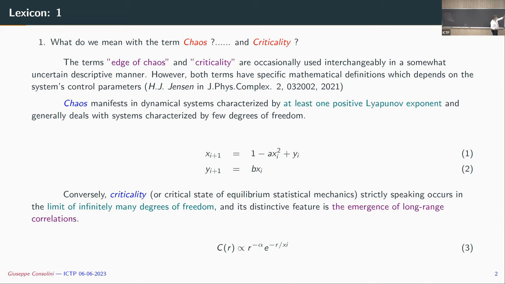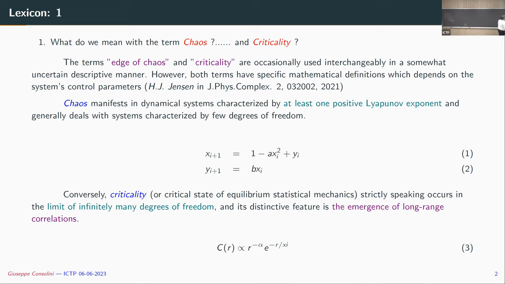For instance, in the Hénon map, you can observe chaotic behavior when some parameters exceed some fixed values. Conversely, criticality is something that occurs generally in the limit of many degrees of freedom, so in the limit of an infinite number of degrees of freedom. So this is the difference.